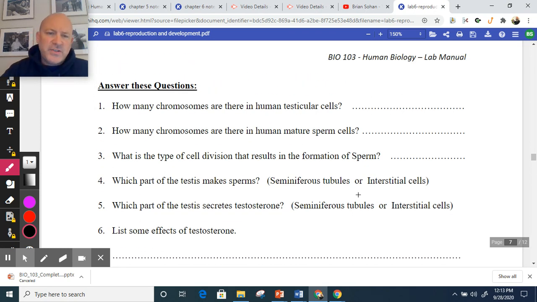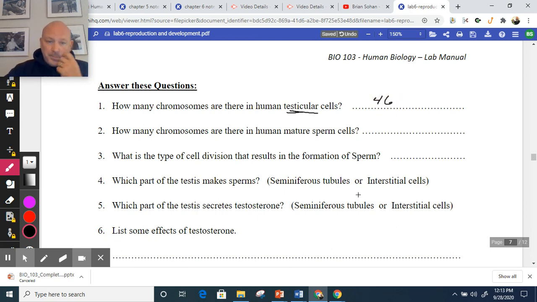So these first couple of questions are talking about the difference between diploid cells and haploid cells. Diploid cells are cells of the body, right? Where haploid cells make reference to the number of chromosomes in the gametes. If you were to look at the testicular cells, well, the testicular cells are part of the body. So how many chromosomes are there? Those are diploid cells, 46. When we compare them to the actual sperm cells, well, those are gametes. So they're going to have half the number of chromosomes. They're going to have 23.